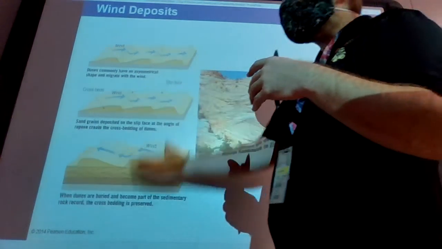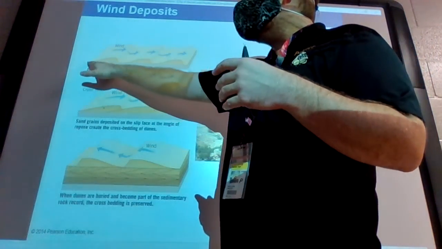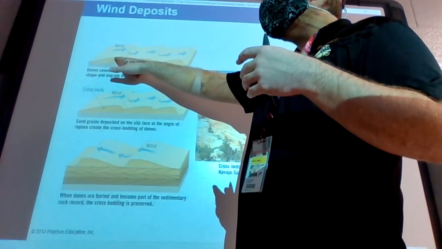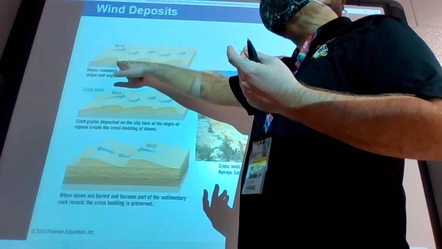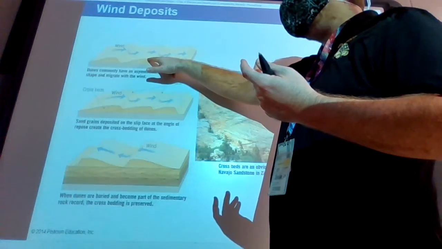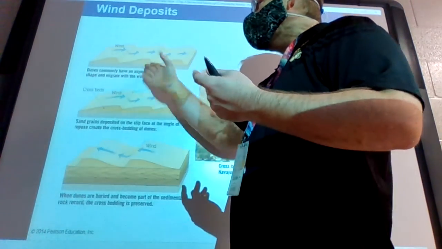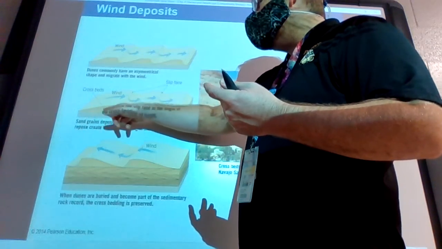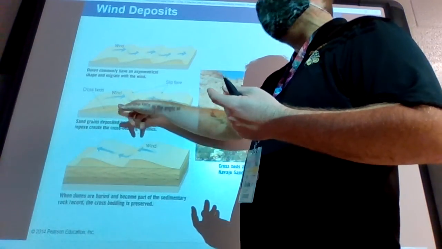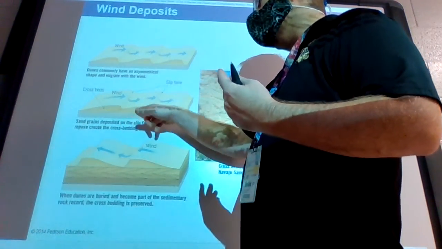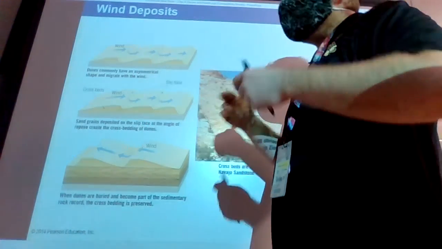And so they have a progression here. Your wind is going to blow the sand up, and then it's going to drop down the leeward side. It's going to blow it up the windward side and drop down the leeward side. And as it drops down over and over again, you're going to get these beds that build up. So you're going to be able to see these different layers that build up here.